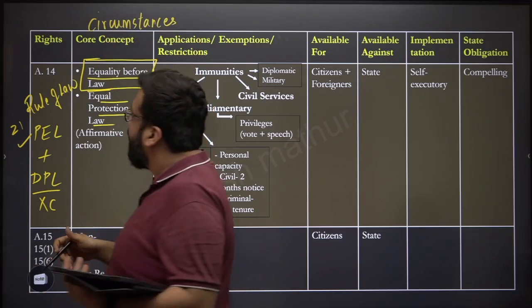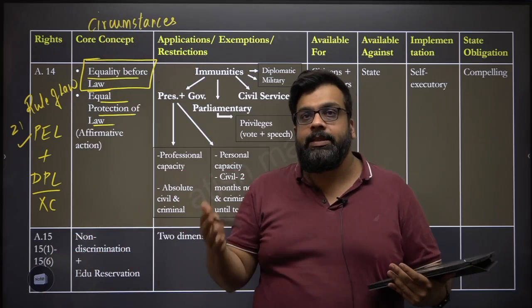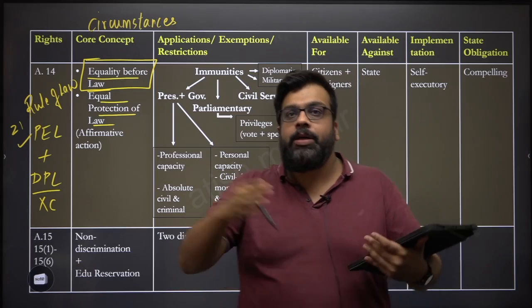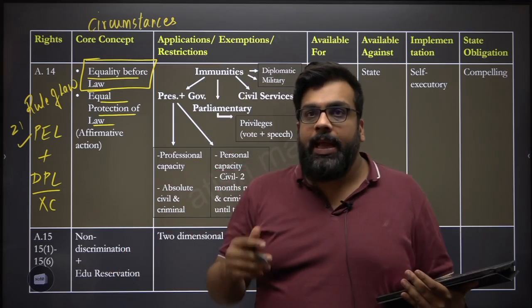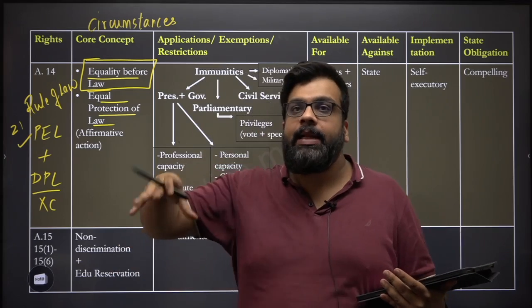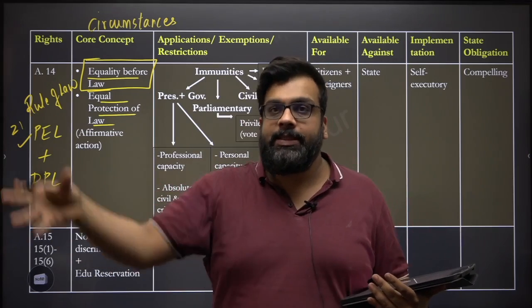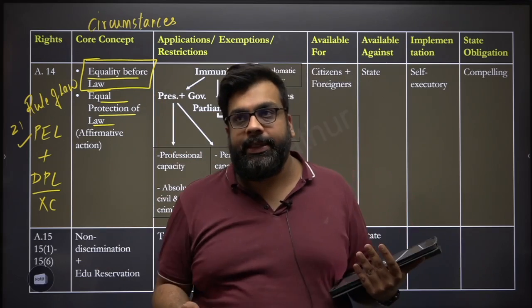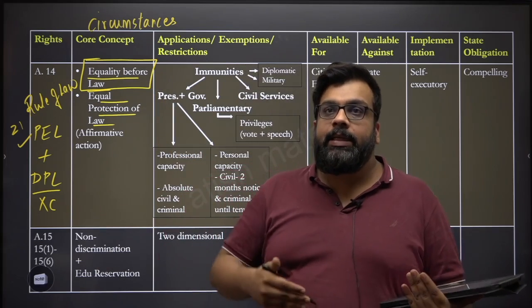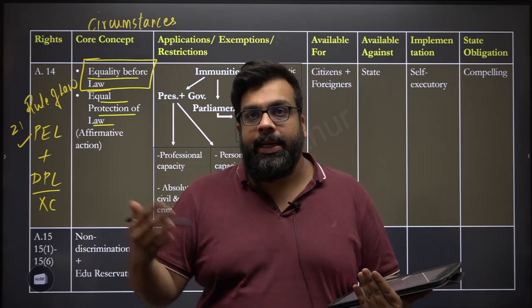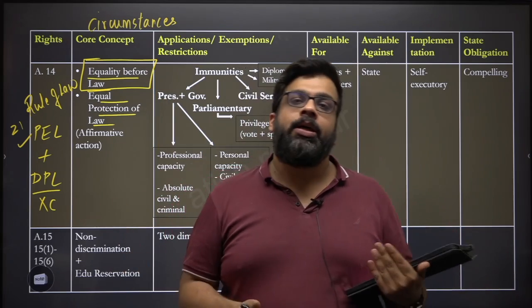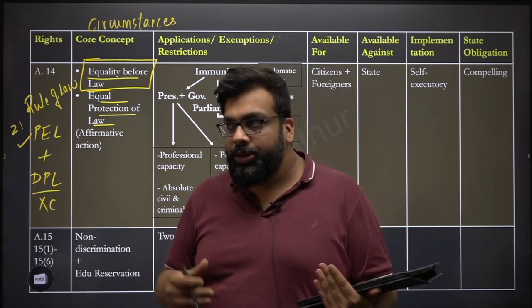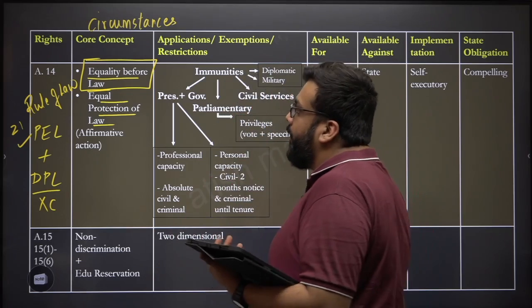In equality before law, we are saying that the situations should not play a compelling role, and sometimes the situations can lead to certain specialized exemptions, whereas in equal protection of law, what we're trying to say is that circumstances can be a hindrance in the larger picture of achieving social equality. Now let's focus on equality before law.